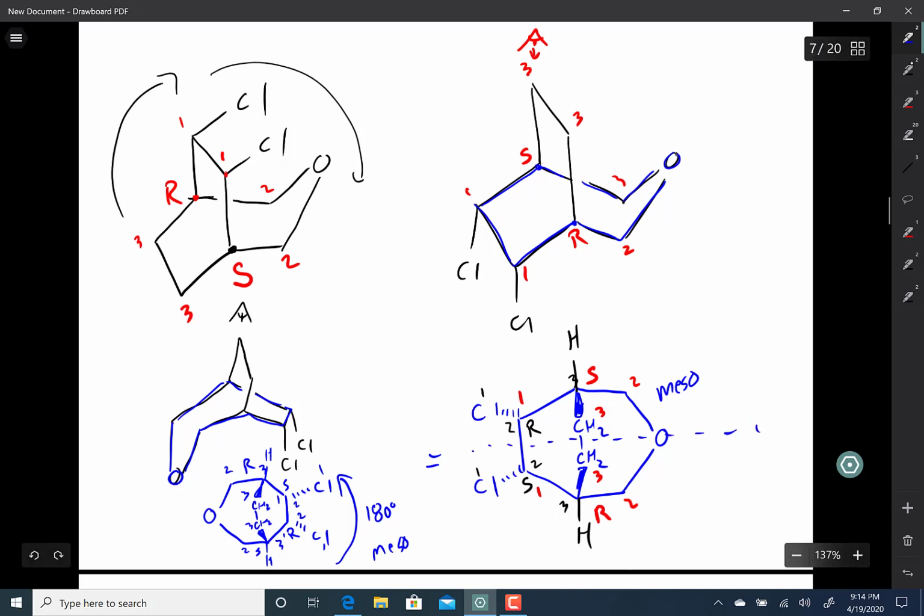in the flat structure. If it's a meso compound, that means the molecules can't be enantiomers, because meso compounds do not have enantiomers. That plane of symmetry you can kind of see on the three-dimensional structure. That's the plane of the screen.